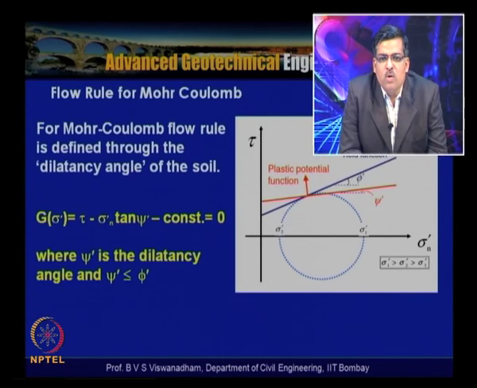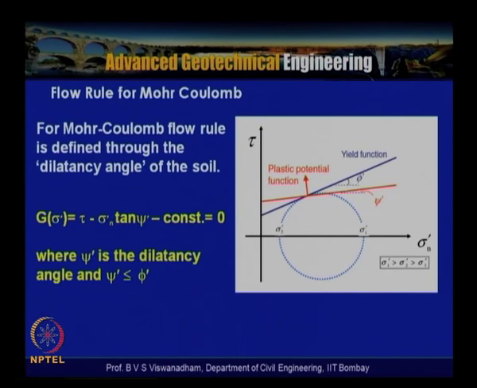Now we can also look into the flow rule for Mohr Coulomb, which is defined through the dilatancy angle of the soil, where G of sigma dash is equal to tau minus sigma dash n tan psi dash minus constant is equal to 0. So this is the plastic potential function for the dilatancy angle, where psi dash is the dilatancy angle, which is less than the angle of internal friction.